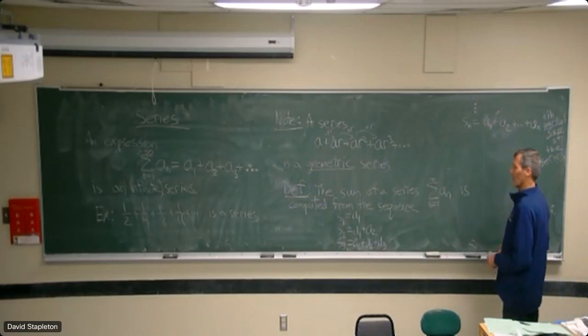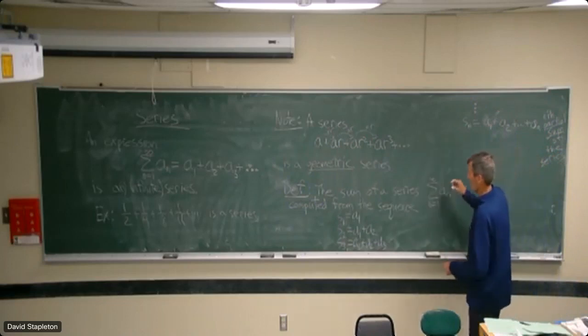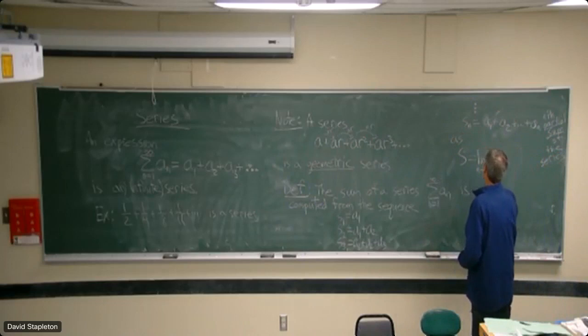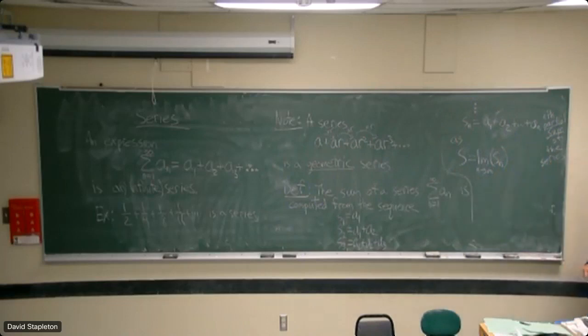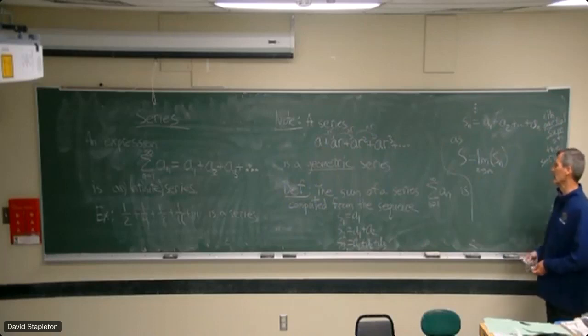Okay, so it's computed from the sequence of partial sums: S, the sum of the series, equals the limit as n goes to infinity of the sequence of partial sums, the nth term Sn. That's it. But we had to introduce sequences first, so we could define what we mean by a limit of an infinite sum, right?